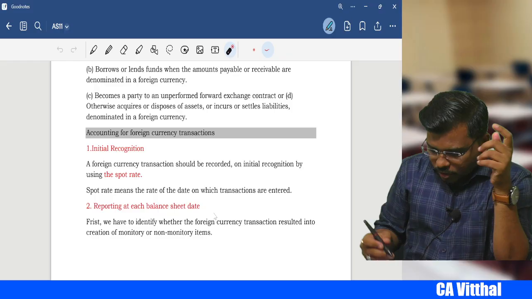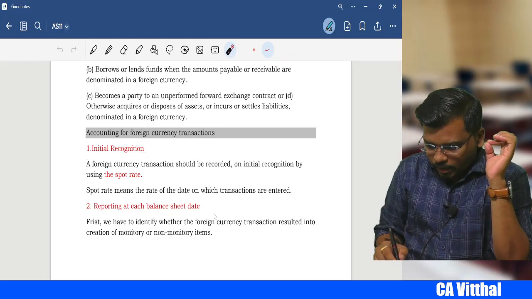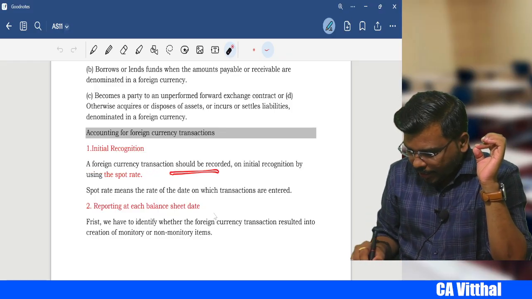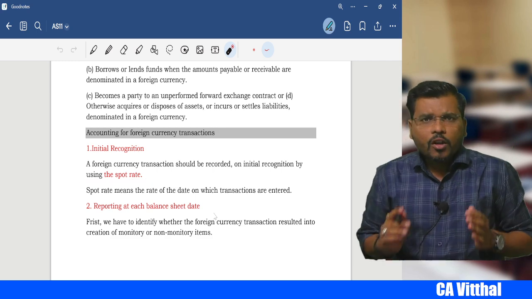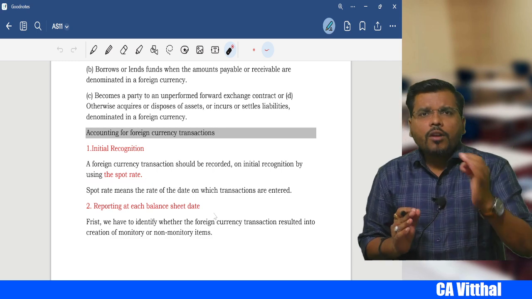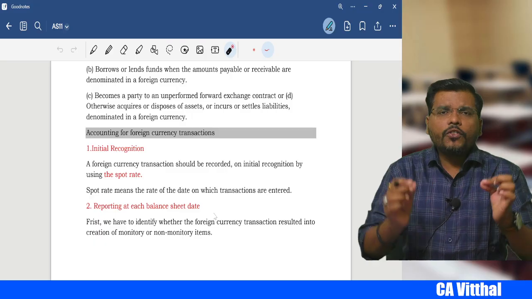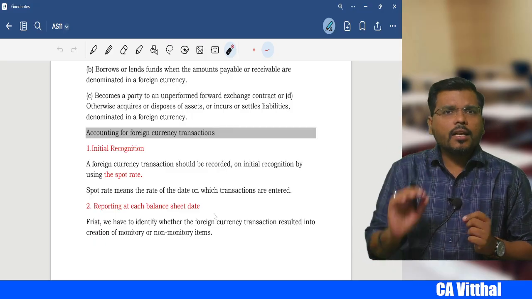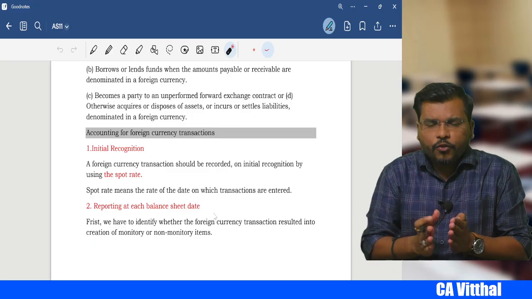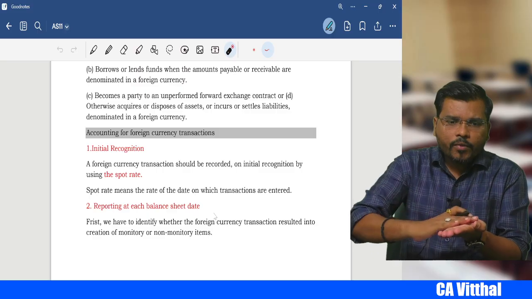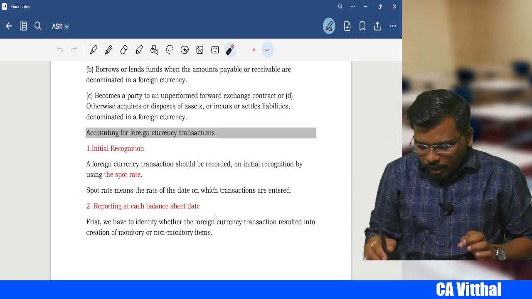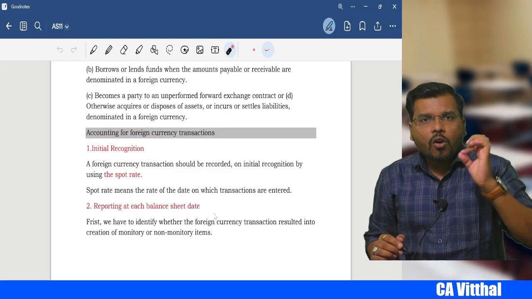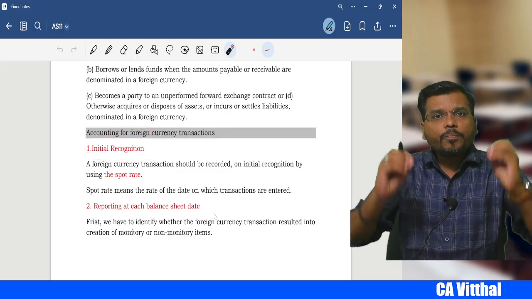So first one, initial recognition. The foreign currency transaction should be recorded on initial recognition by using the spot rate. So what is spot rate? Spot rate means the rate on the date on which the transaction is entered. Like today, if we enter the transaction today, that day's rate we call as a spot rate. So initially we should record the transaction at a spot rate.